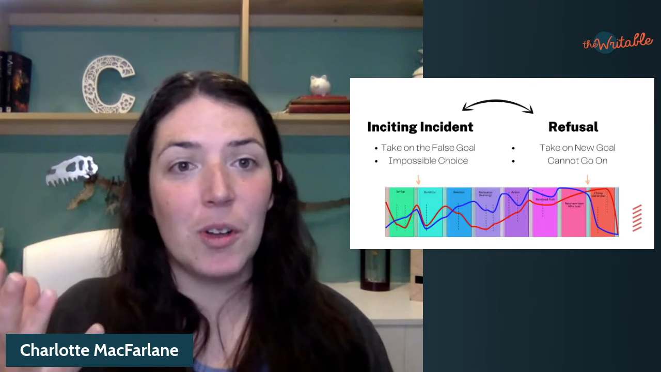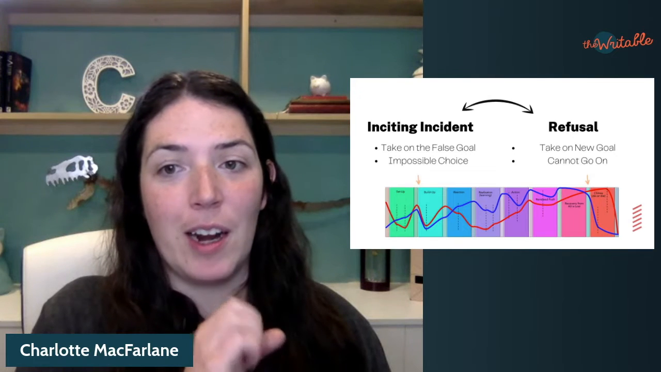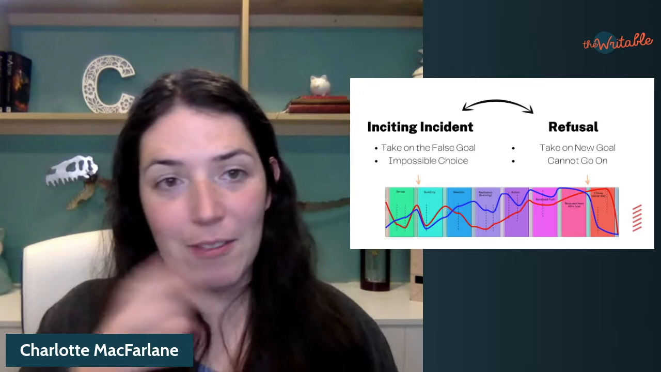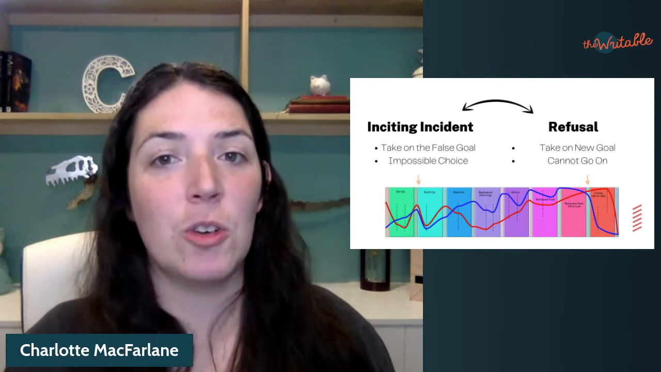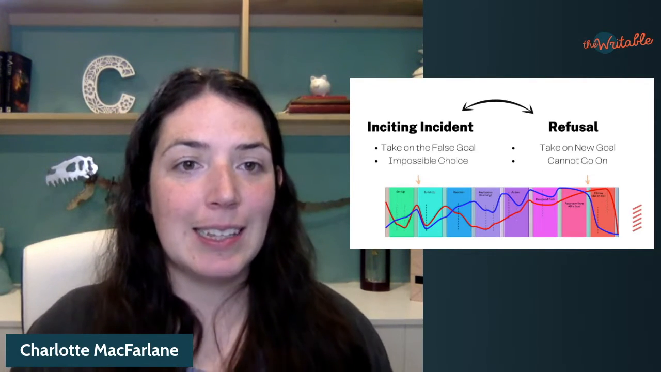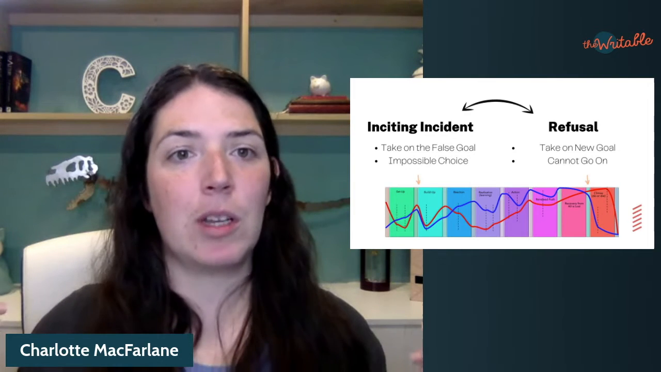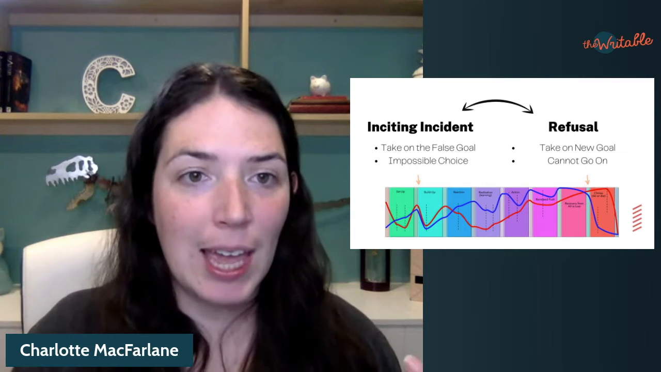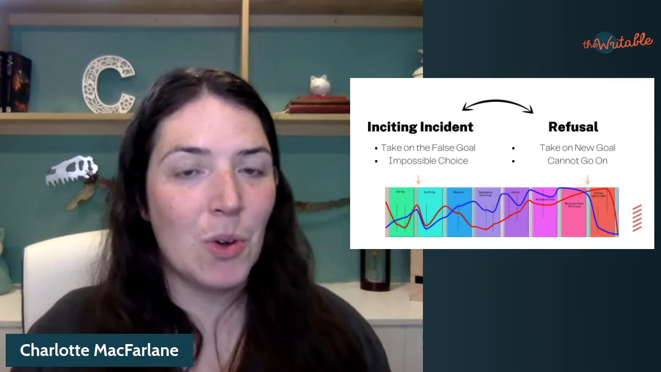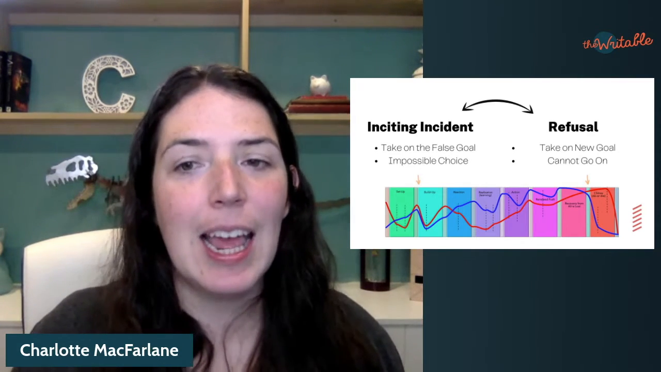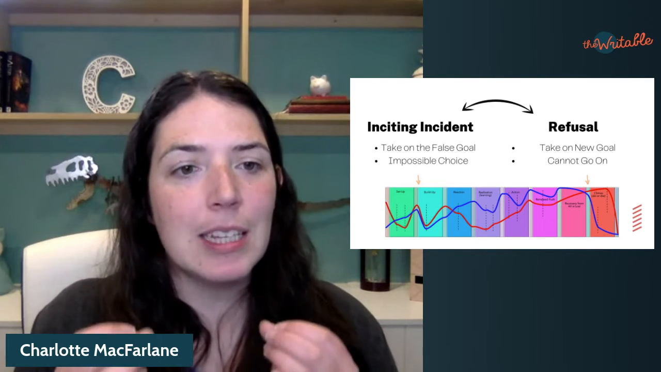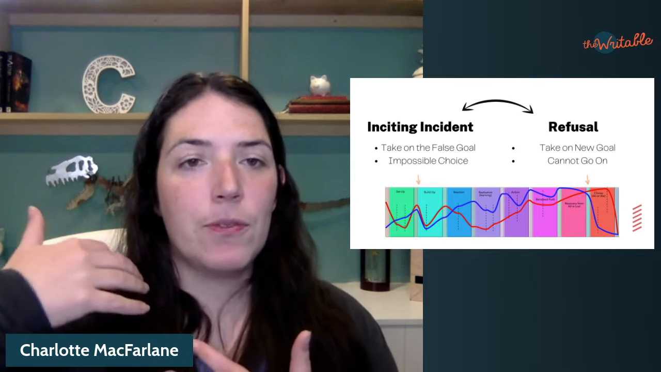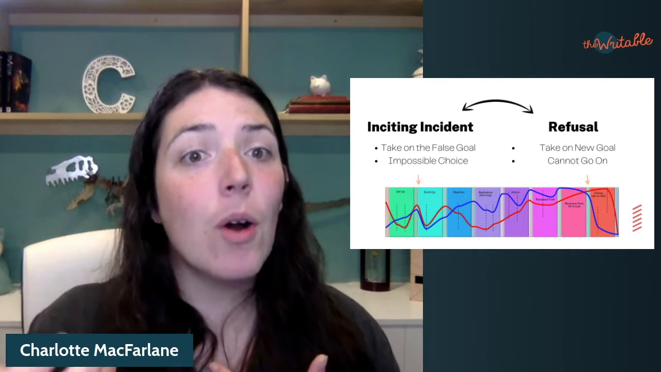In the refusal, they've had this goal that they've carried with them the whole time, and they have to switch it out. They have to let it go and take on a new goal. And it's another impossible choice. Typically, we call it like a cannot go on moment. They can no longer be okay with the original goal, the same as the inciting incident. And it's a fantastic parallel because it shows how the main character has further embraced their own values, right?